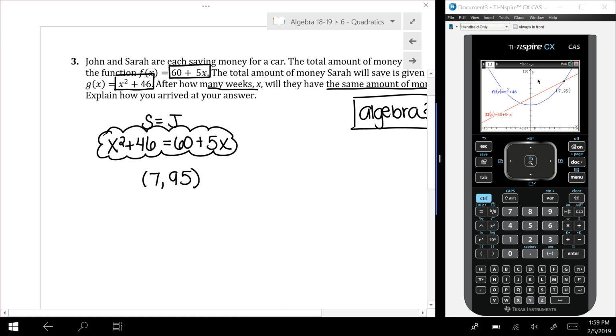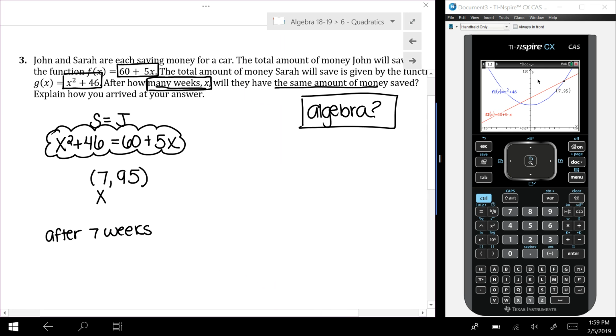But you have to answer how many weeks. So that is your X value. So after 7 weeks, they will have the same amount of money. Do you know how much money they will have? Yes, 95 is the amount of money they will have. Now, I did not explain how I arrived at my answer. Hold on, I can't do two things at once. After 7 weeks, they will each have $95.